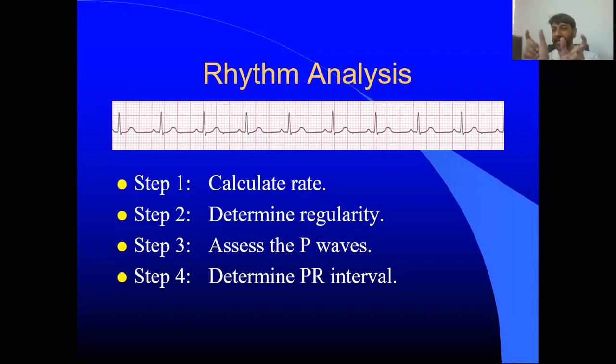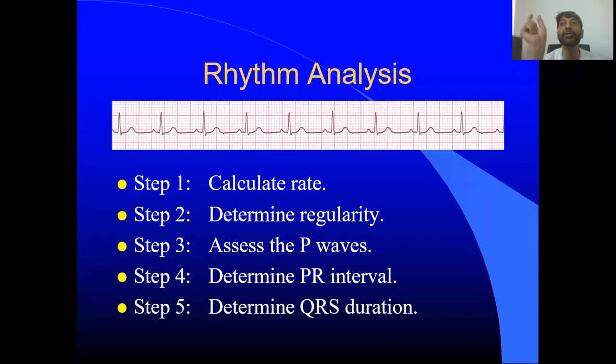What's the status? Is it the same? Is it prolonged? Is it progressively prolonging, variable, short, whatever the PR is? And lastly, QRS duration in every QRS. So these 5 points are very important when you are assessing rhythm. Always make yourself habitual of doing this.